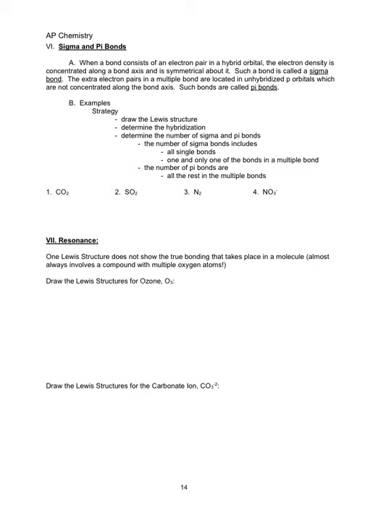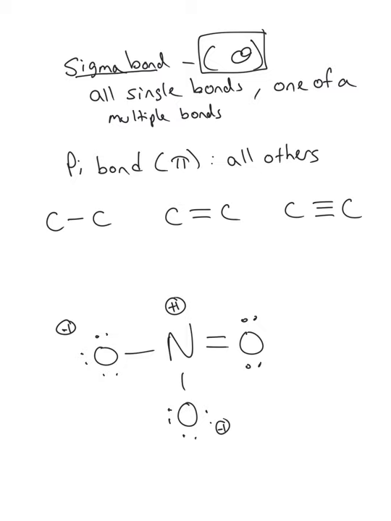A sigma and pi bond, this is on page 14 of your packet, okay? But I'm just going to show you another page which symbolizes it really quick and short. So a sigma bond, which is shown as this symbol right here, the Greek letter sigma, is all single bonds. All single bonds are sigma bonds, and one of the bonds in a multiple bond, a double or triple, is a sigma bond as well. Pi bonds are everything else, symbolized by the Greek letter pi. So pi bonds are all the other bonds present in a multiple bond.